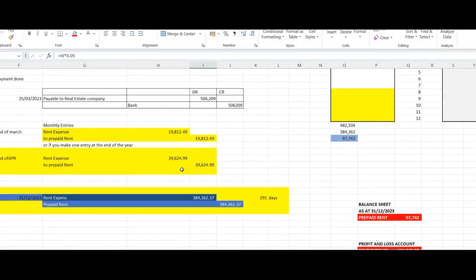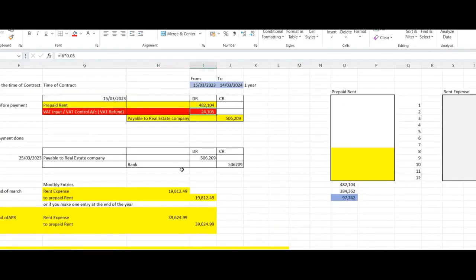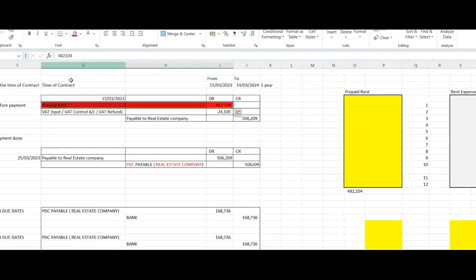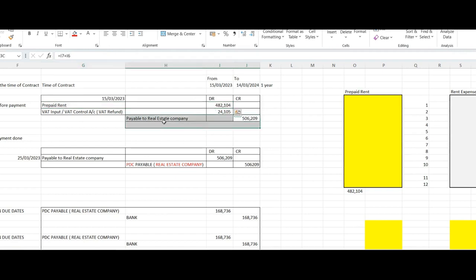Now this was the scenario in which post-dated checks were not involved. Now let's see what if post-dated checks are also involved in these scenarios. The other entries will remain the same. The first entry would be the same as at 15th of March 2023. We will make the entry as prepaid rent debit, VAT control account debit, and we will book a payable when we receive the invoice.